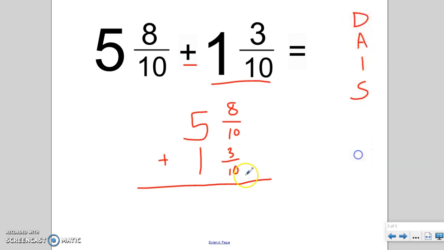I'm going to grab a new marker here. And first thing I'm going to do, I'm going to separate my whole number and my fraction parts. Just makes it easier for my eyeballs. I want to check, do we have the same denominator? We have tenths and tenths, so we're good to go.